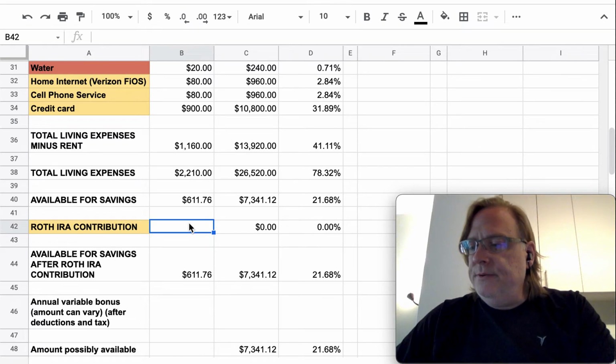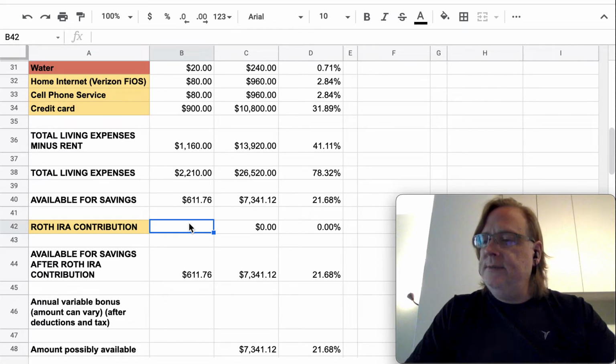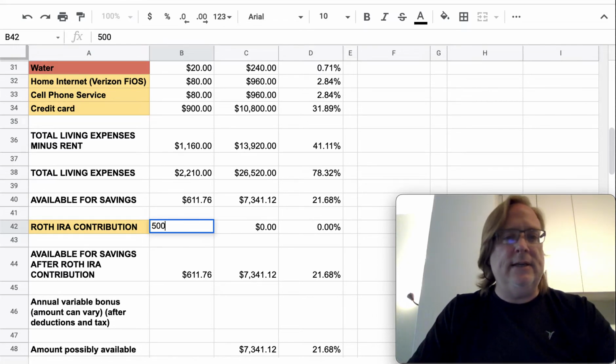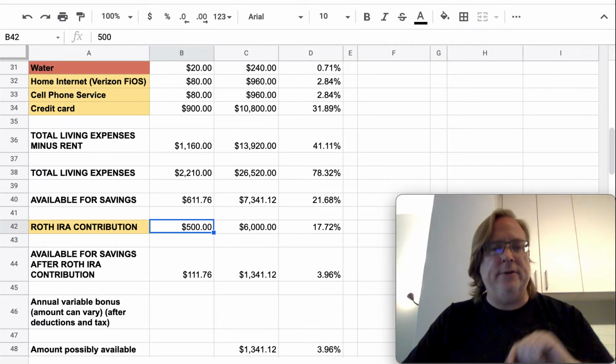A person may do a Roth contribution. And let's say this person is maxing it out. So 500 per month, and they're below 50.